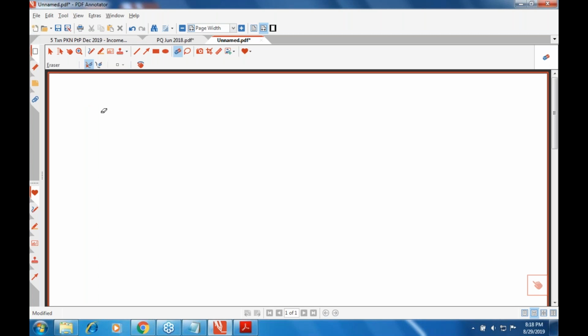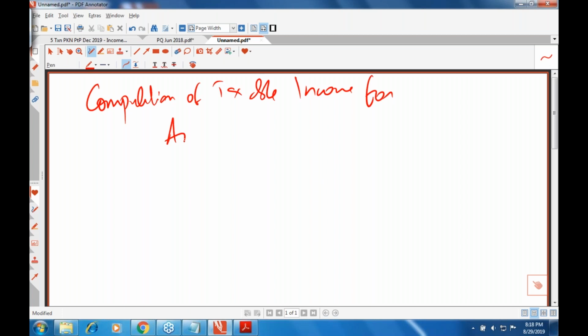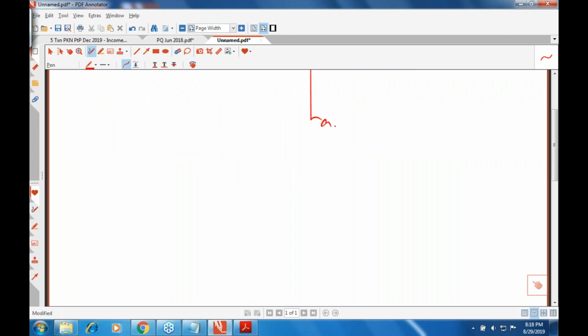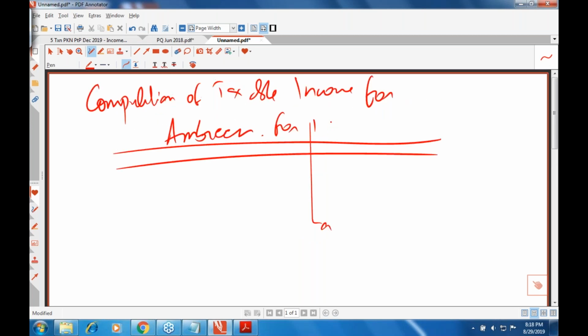the first thing that we need to do is to say the computation of income from business, or the computation of taxable income. There's a computation of taxable income for Amreen for tax year 2018. For tax year 2018. Now, what next is there?